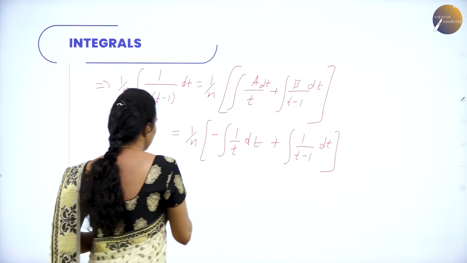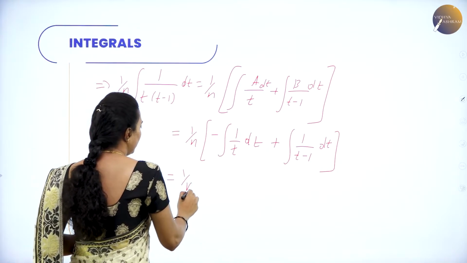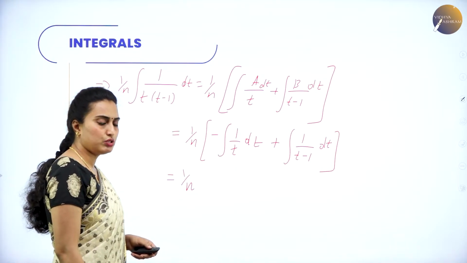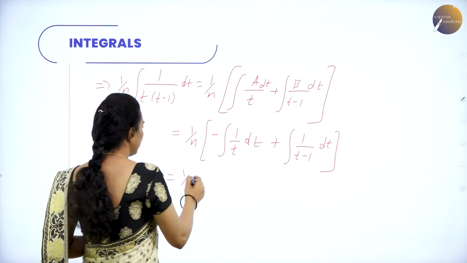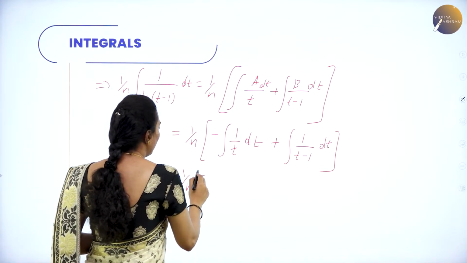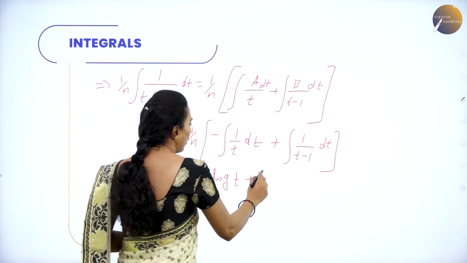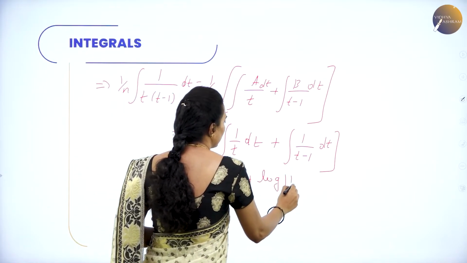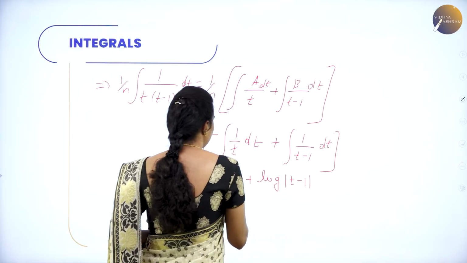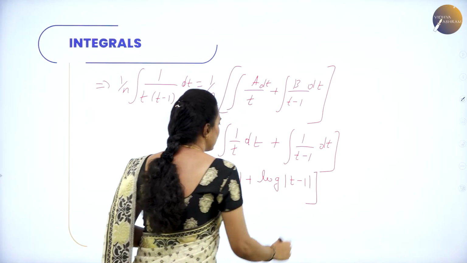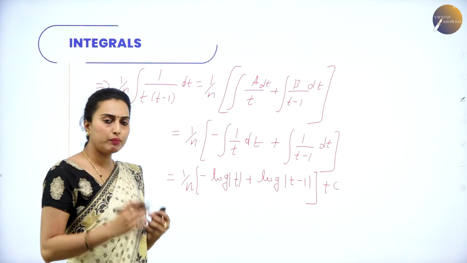Now what happens to this, which implies 1 by n into minus 1 by t into dt, which is nothing but minus log t, right? So plus log of modulus of t minus 1, and this is modulus of t. So plus c.